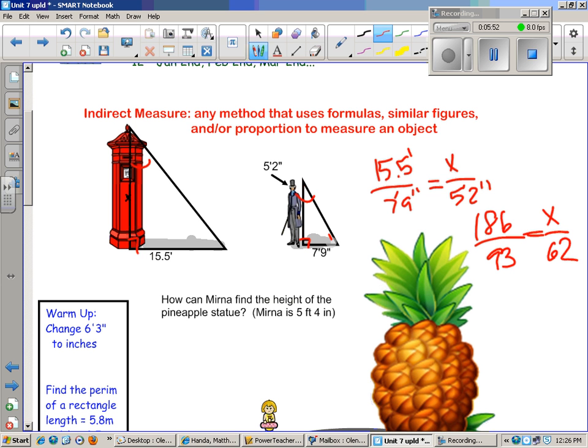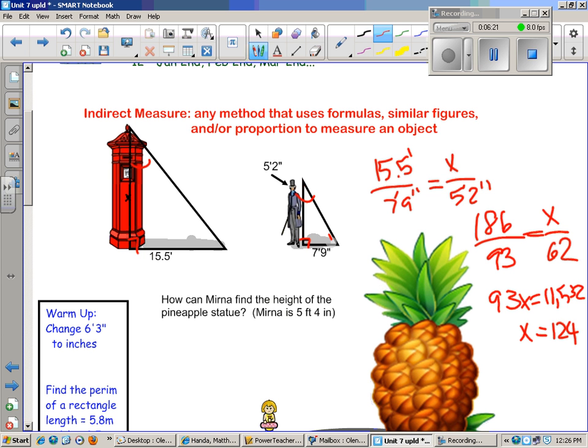So now I can solve it after I get it all rearranged. 186 times 62 and 93 times x. What is 186 times 62? 532. To divide by 93, and I get x is equal to 124. But I'm not done because we're still using standard system.